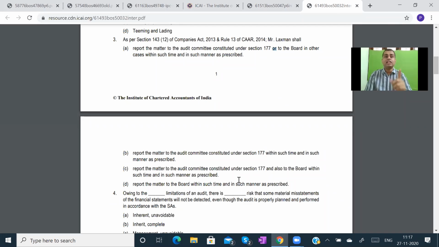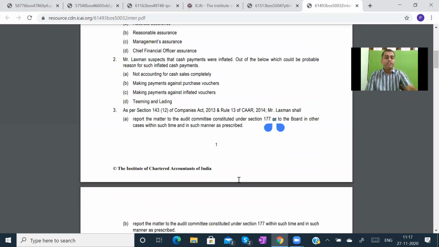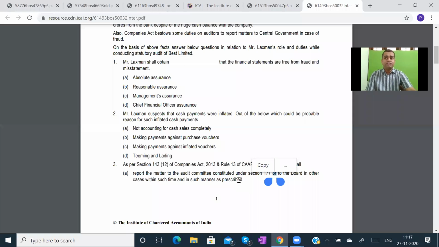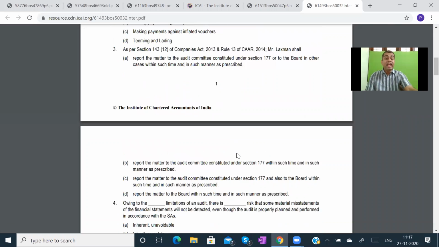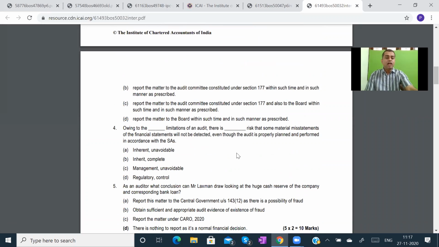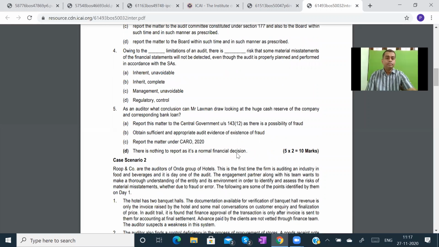If audit committee exists in your company, then inform audit committee. If audit committee is not there, then the auditor reports the fraud to board of directors. So first one answer is reasonable assurance 1B. Second one answer is making payments against inflated vouchers 2C, and third one is 3A. Next, read the fourth one, ma.